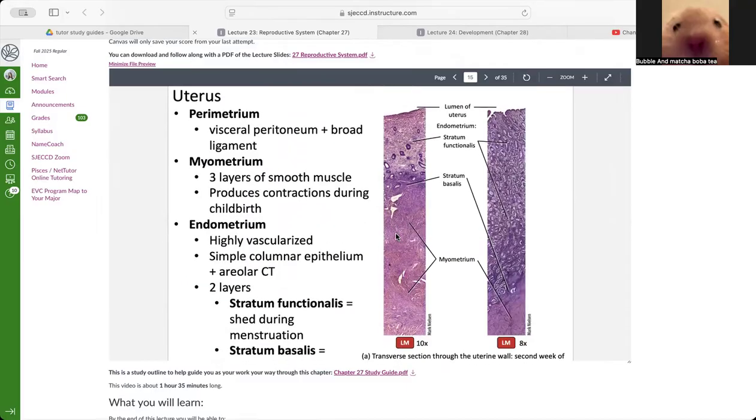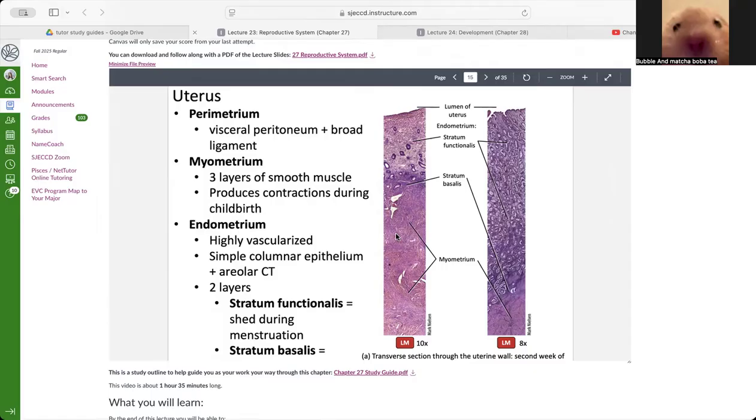So the perimetrium is the visceral peritoneum. It has simple squamous and areolar connective tissue because it's a serous membrane, and it forms the broad ligament. The myometrium is the three layers of smooth muscle. It helps produce contractions during childbirth. It's stimulated to contract by hormones from semen that cause prostaglandins and trigger contractions to help sperm along.